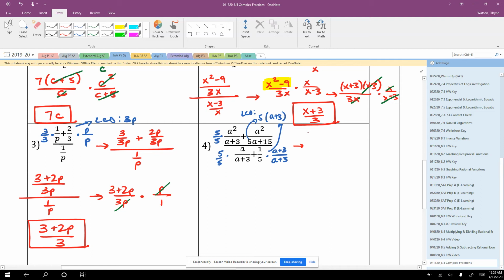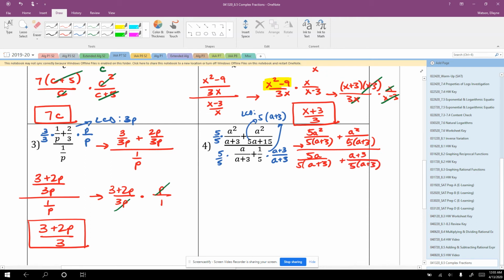All right, let's multiply out. We're going to get 5a squared. Let me rewrite that so it's not so messy. 5a squared over 5 times a plus 3, plus a squared over 5 times a plus 3, all divided by 5a over 5 plus a plus 3, plus a plus 3 over 5 times a plus 3.